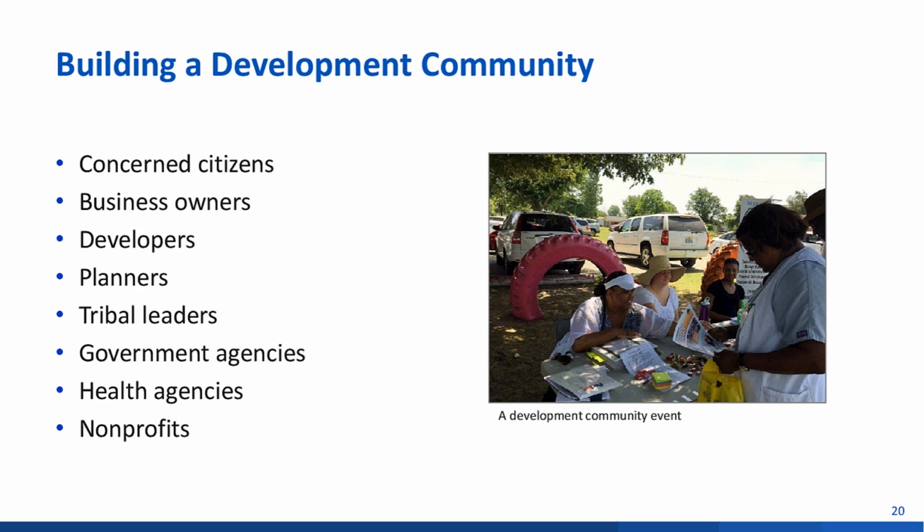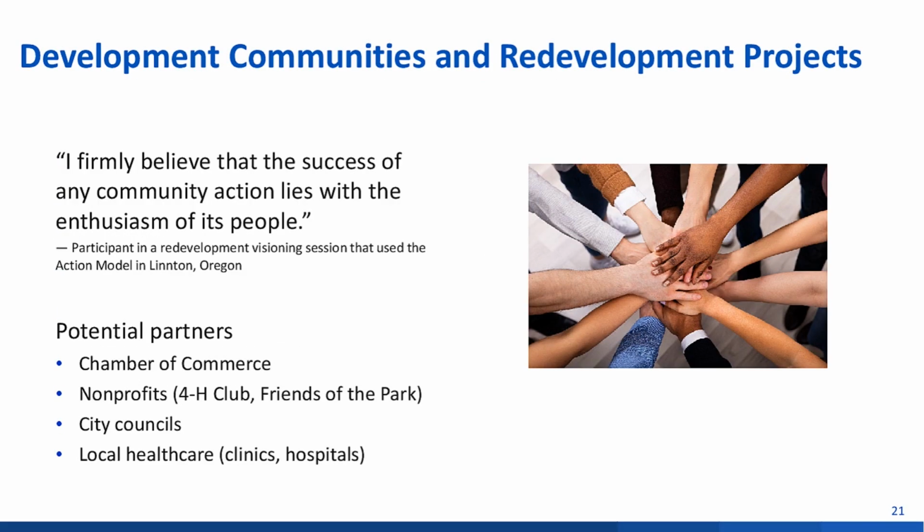The image shown is of a development community event where individual groups set up a booth or table and distributed their materials. The development community is very important for redevelopment planning. Some good places to start identifying development community partners include local resources and organizations like Chamber of Commerce, community centers, organizations like the 4-H Club or Boys and Girls Clubs, local hospitals and health clinics, city council or tribal council. As a participant in the Linton, Oregon action model once said, I firmly believe that the success of any community action lies with the enthusiasm of its people.